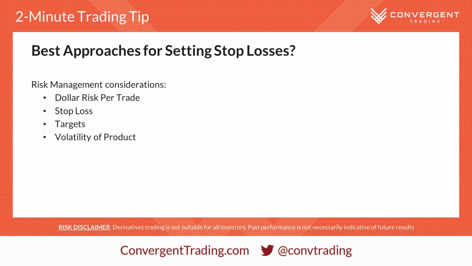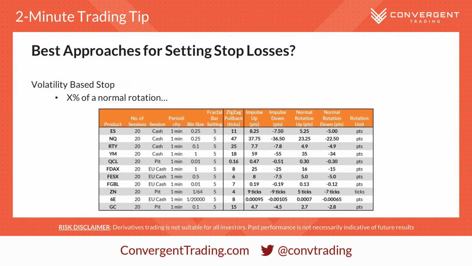So there are 2 methods for setting stops that we believe traders should consider. The first is a volatility-based stop. At Convergent, we provide our members with a report containing the rotation sizes on a 1-minute periodicity in a variety of the most popular futures products. For our members, this is updated weekly. However, this image is a year old at the time of this recording, so I do not recommend using these rotation sizes to set your stops in current markets.